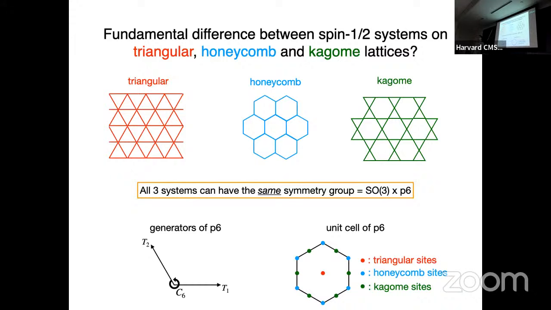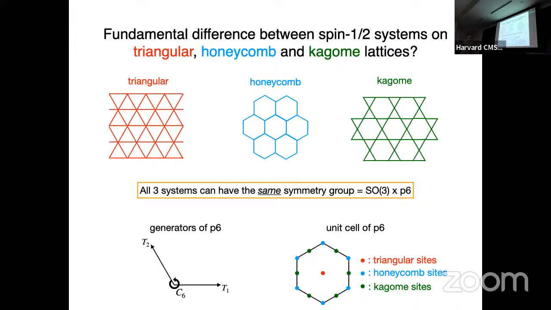Okay, so now we see that these systems all have the same symmetry group. And I want to ask, is there still some fundamental difference between these systems? From the perspective of classical physics, we may think there is no fundamental difference anymore, at least symmetry-wise, because they do have the same symmetry group. But what I want to explain here is that they are still sharply distinct.